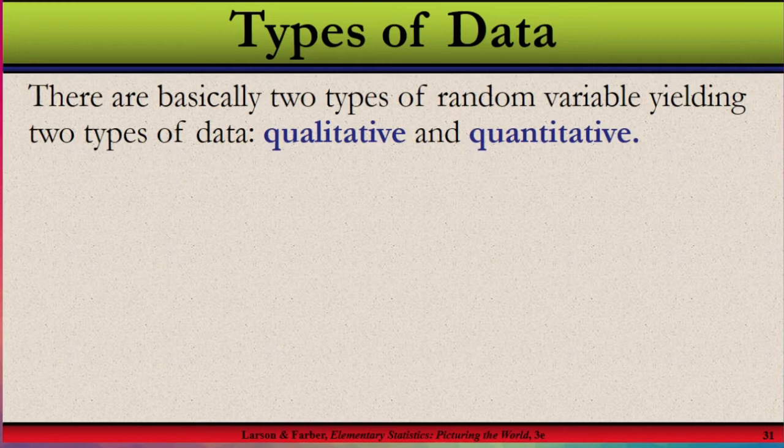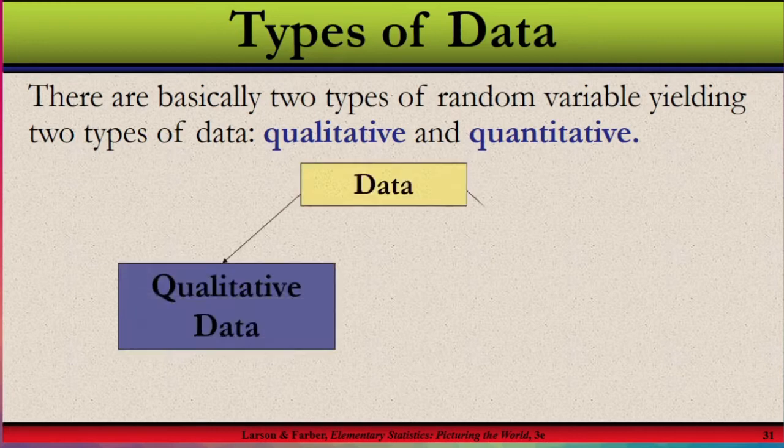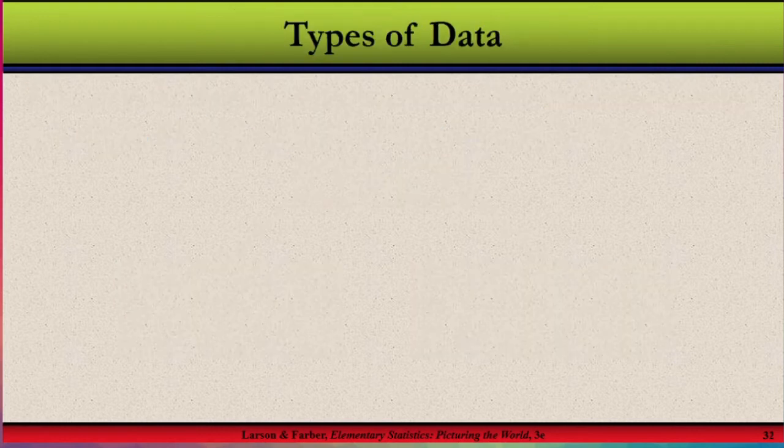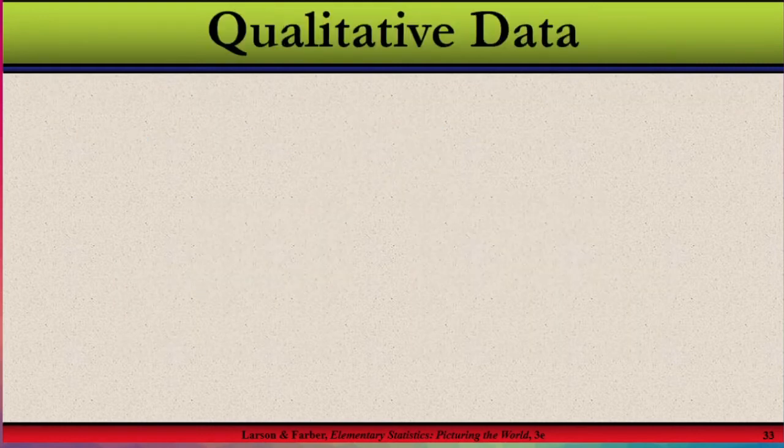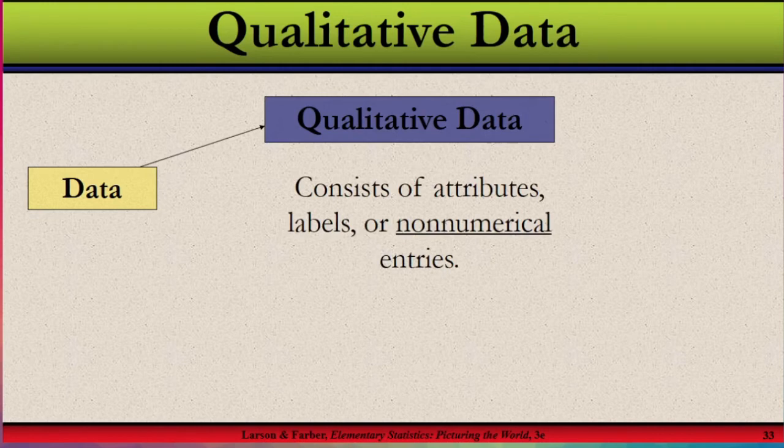Alin man sa dalawa. Pero dito sa topic natin, types of data yung nilagay ko. So meron tayong qualitative and quantitative. Ano ba yung pagkakaiba ng dalawa? Pag sinabing qualitative data, siya ay consists of attributes, labels, or non-numerical entries. So yun nga, pag sinabing qualitative data, hindi ito yung mga data na nabibilang.